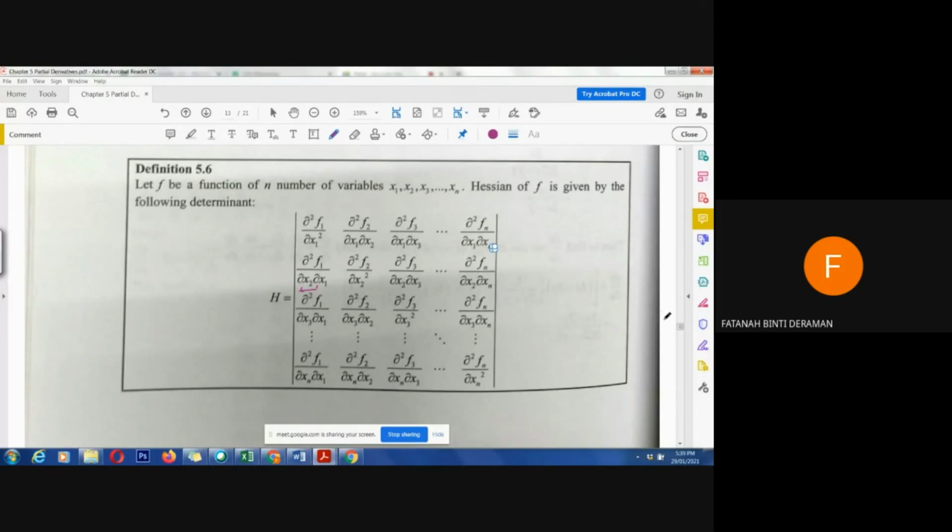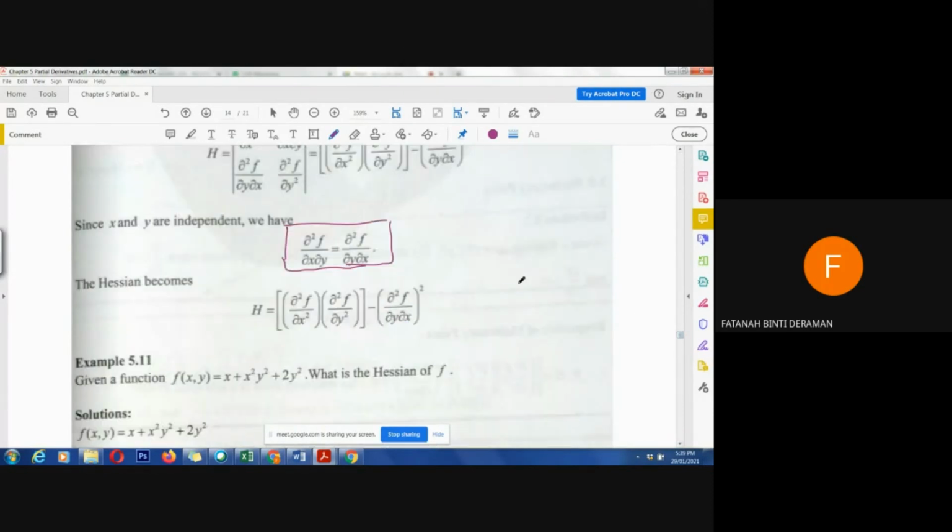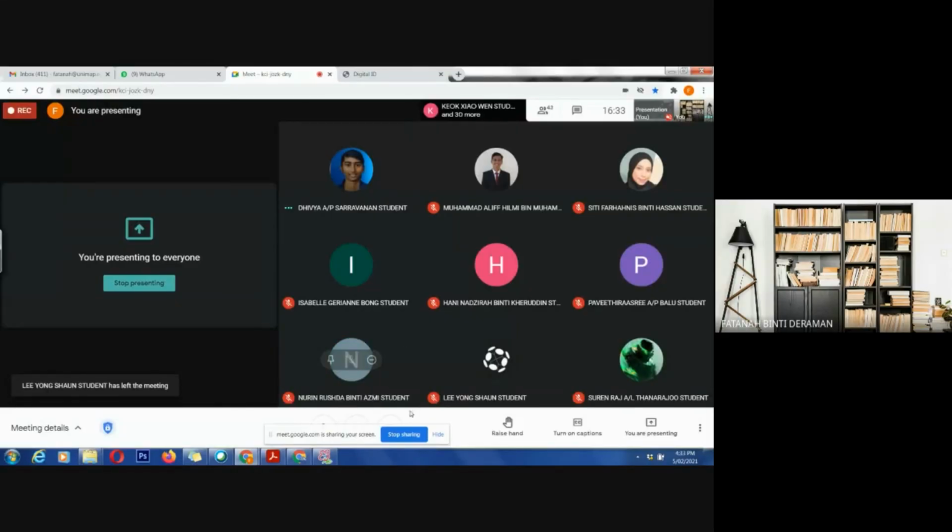Okay, so H will be in this form to get H. This is for the second derivative with two variables. This is the example.